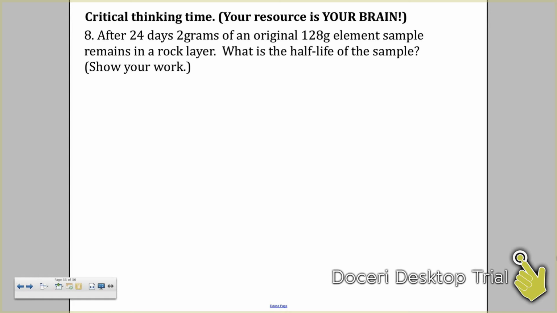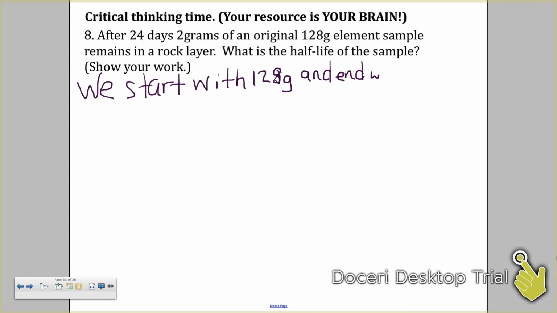All right. Shh. Look up here. Janie, sit down. Now, I'll wait. This is an in-depth word problem. It's not just something that you can just jump right into and just get the answer. You do have to do some figuring out, because we know we start with 128 grams and end with 2 grams in how many days?